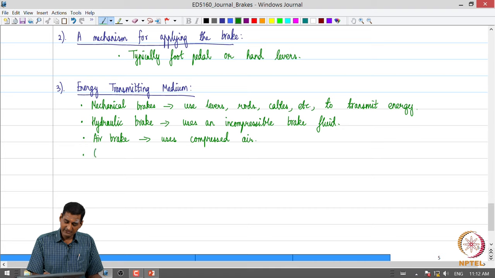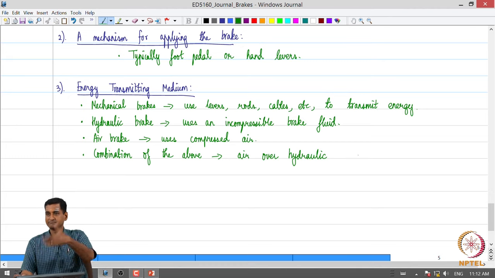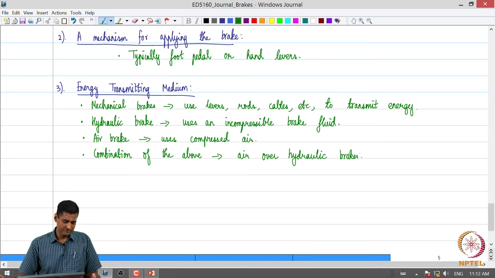So we can also have a combination of these energy transmitting media. For example, we can have what are called air over hydraulic brakes, where part of the energy transmission is done by compressed air, and then a part by brake fluid and so on. So we can have a mixture of them.